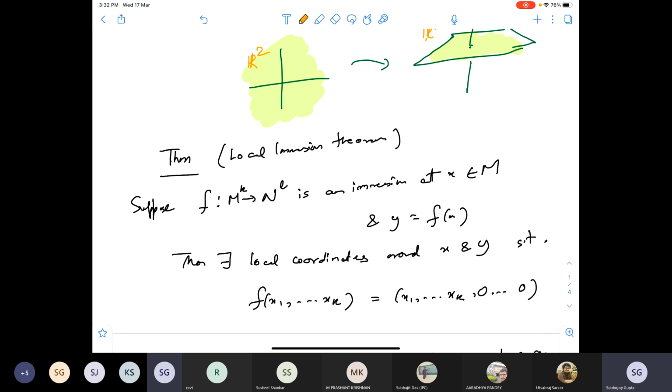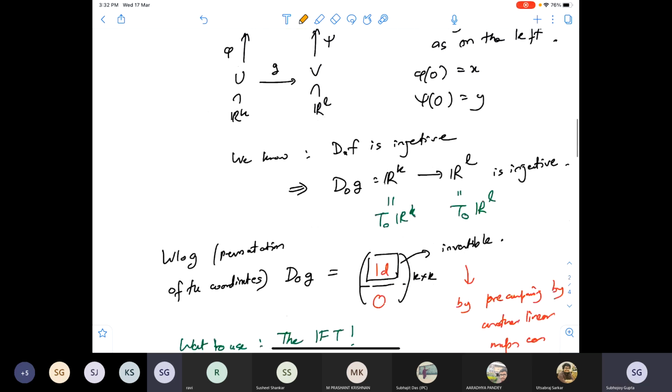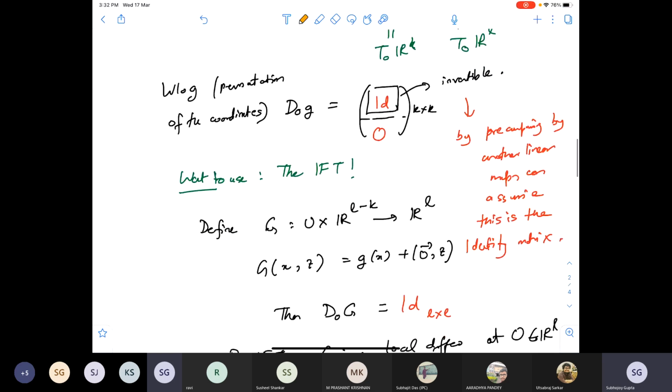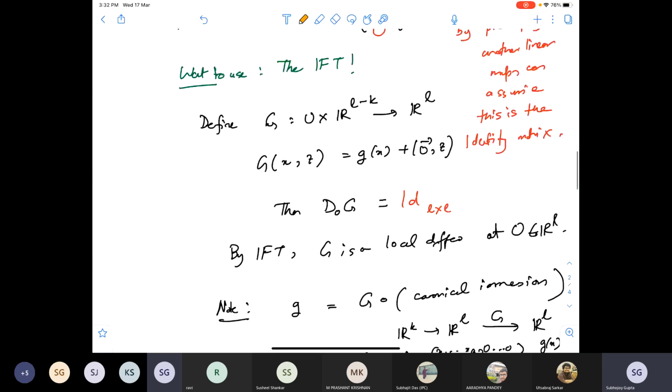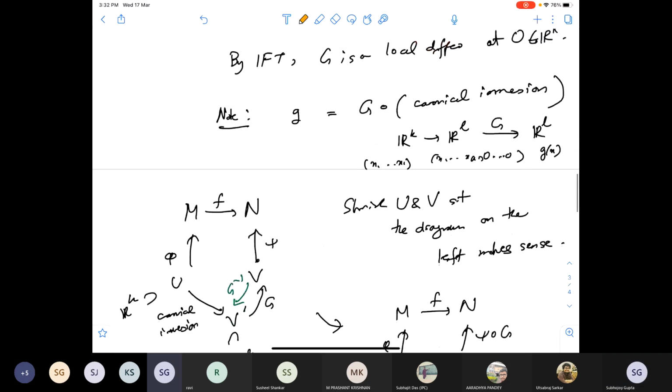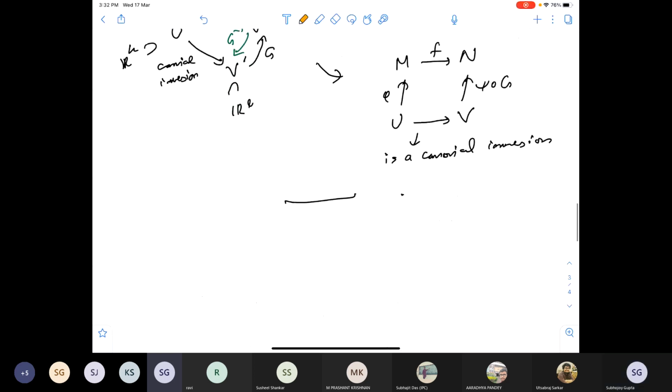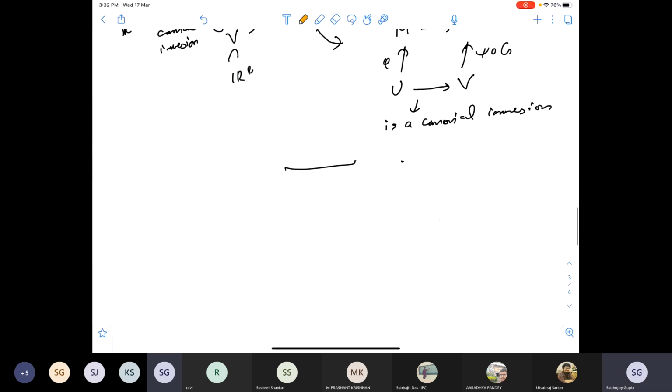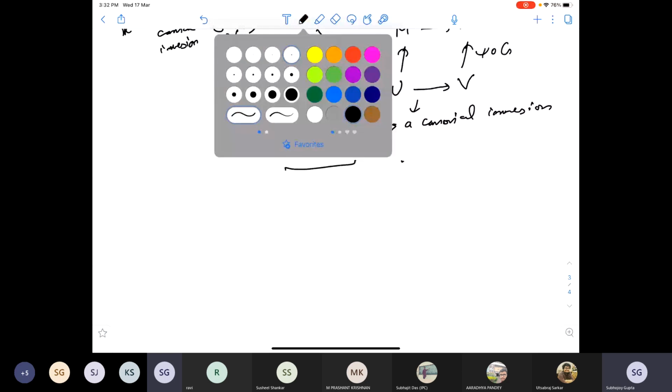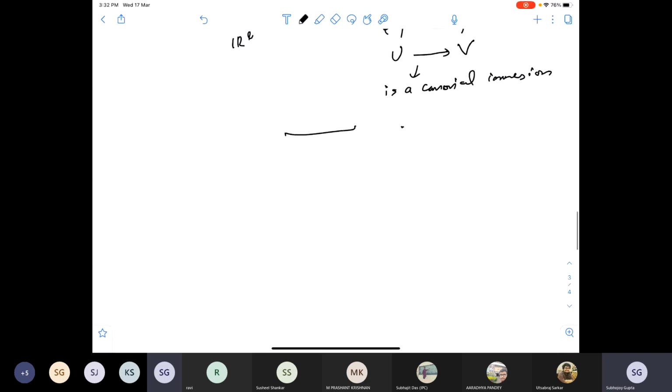Anyway, now that we know what an immersion is, let's see some more examples perhaps. And there's one important thing that one should keep in mind when talking about immersions.